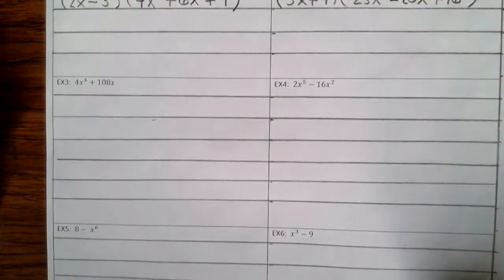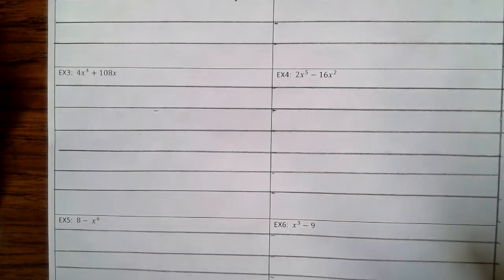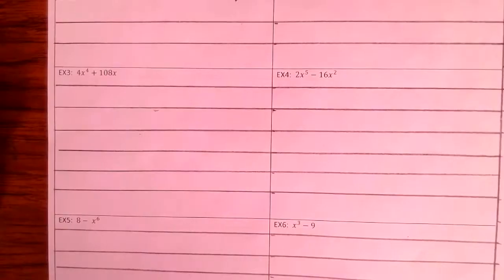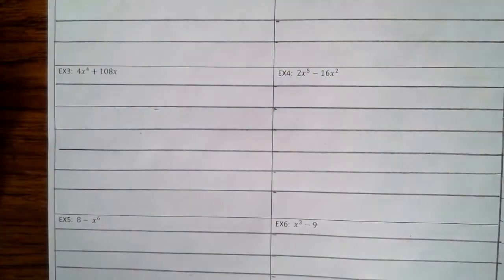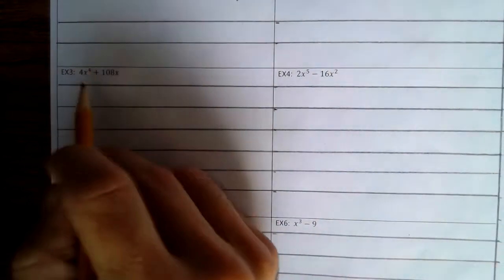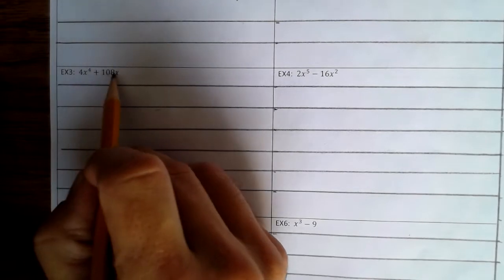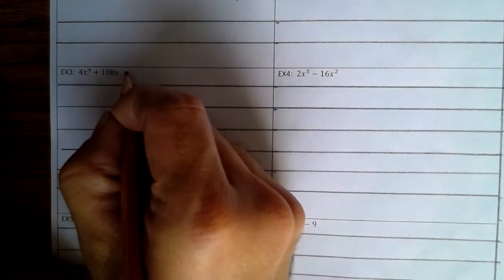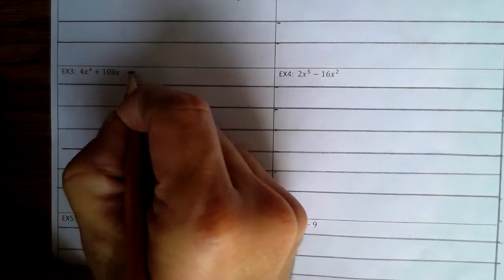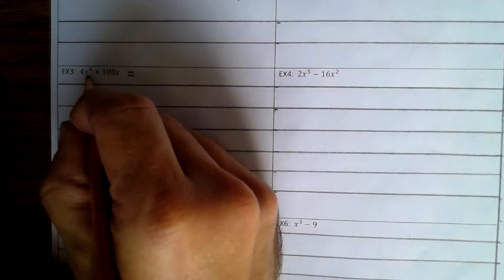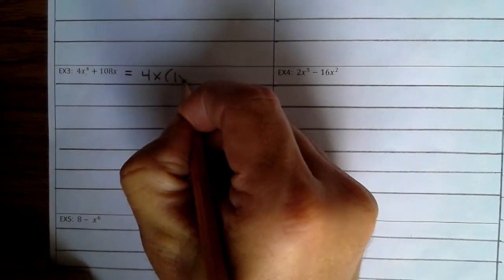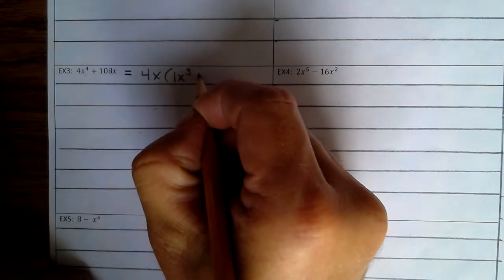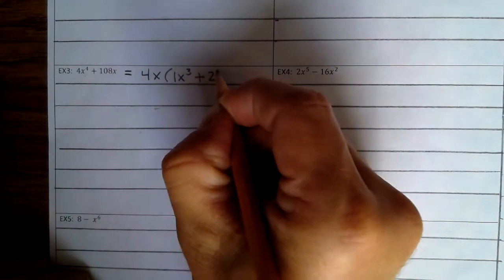All right, let's take a look at example 3. Okay. So again, we need to figure out what A and B are. Oh, wait. I'm sorry. We have to take a step back, and we need to factor out the greatest common factor. So in this case, we factor out, I believe, a 4x, which leaves 1x cubed plus 27.